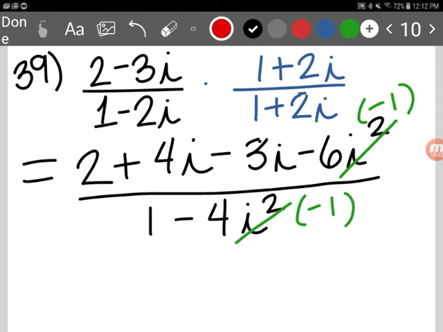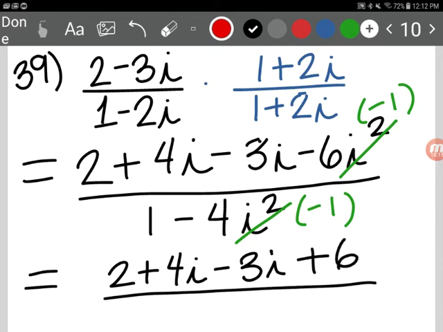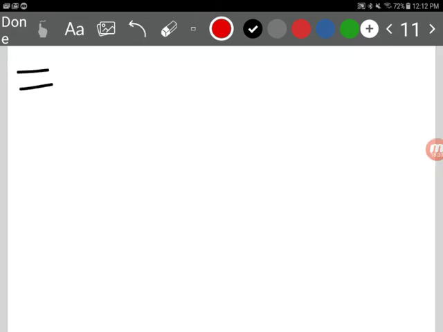So on my next step, I have 2 plus 4i minus 3i. 2 negatives make a positive 6. Then I have 1. Negative 4 times negative 1 is a positive 4. Now, make sure you understand how I set that up. Also, it's a little more detailed in your written notes, so look at that if you need better direction on that.